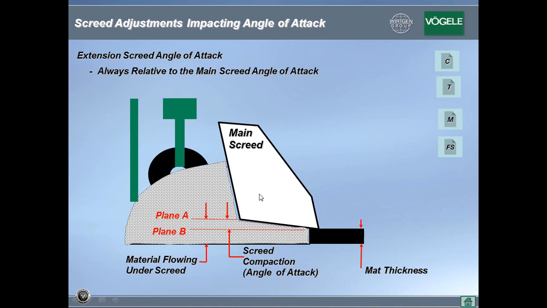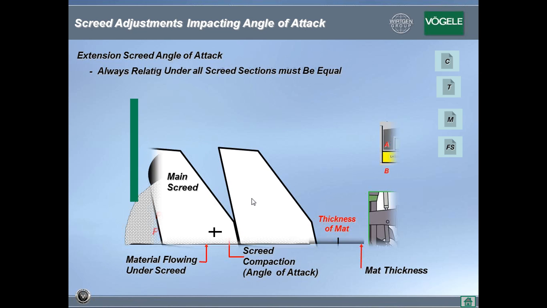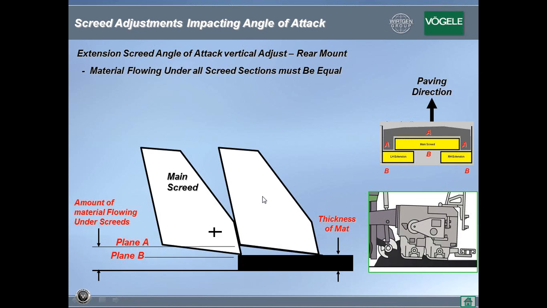Reviewing the side view of the screed, you have your angle of attack, leading edge, and trailing edge. But we know today we don't pave with one fixed screed. Mostly we pave with hydraulic extendable screeds, and these screeds have three screed sections. So let's look at, in this case, a rear mount screed, where the extension is at the back of the main screed. Looking at the side, there's your main screed, and there's your extension screed.